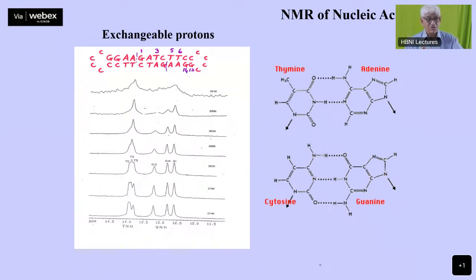And then you can see here, this is another sequence, and what we are showing here is the imino protons. The sequence is like this. You have the GATC, TT, CC, CCCC, and GGAA. That is the sequence.